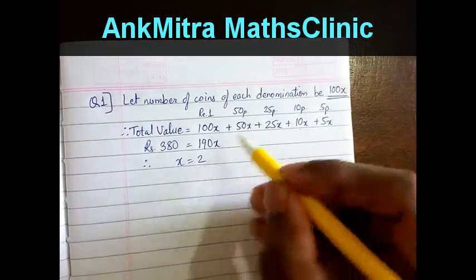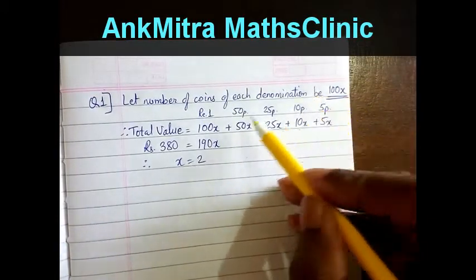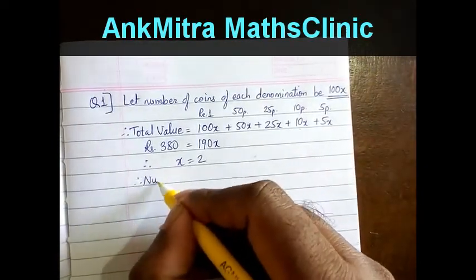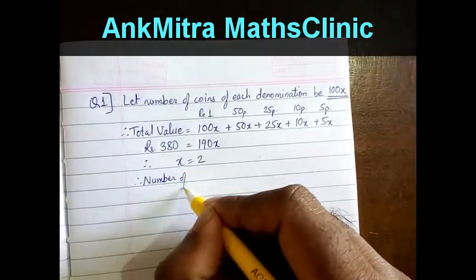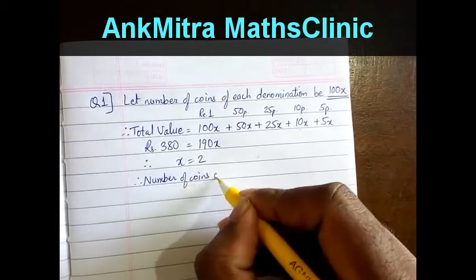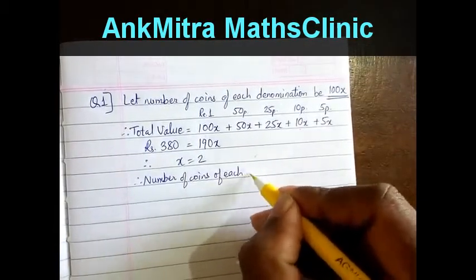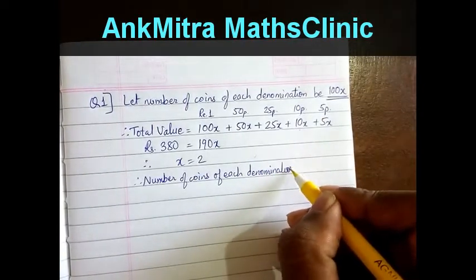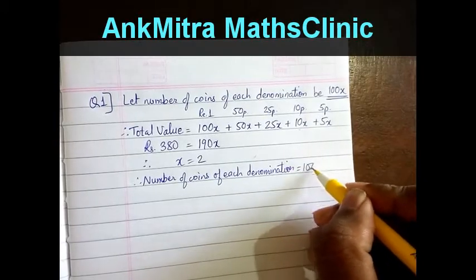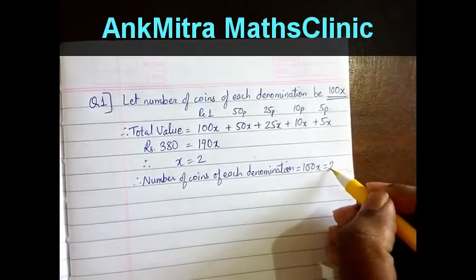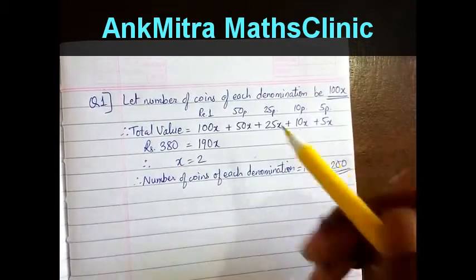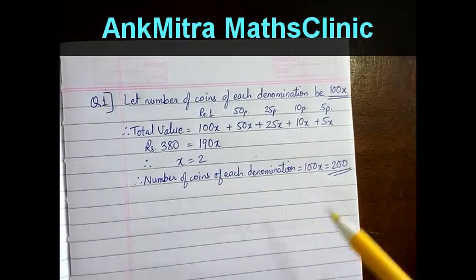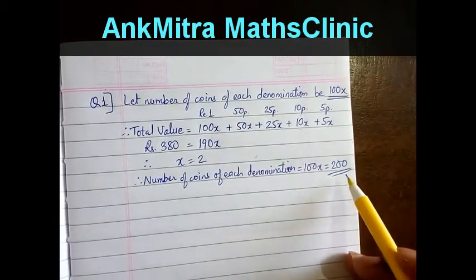So since x is equal to 2, the number of coins of each denomination is 100x, which is equal to 200. So we have 200 coins of each denomination. That means the value of 1 rupee coins will also be 200. Okay.